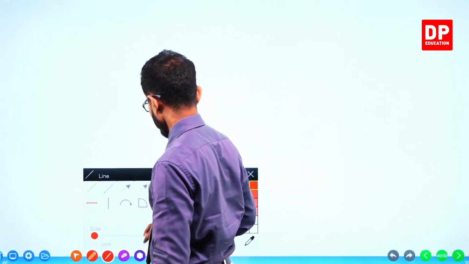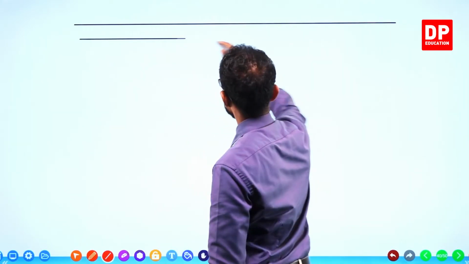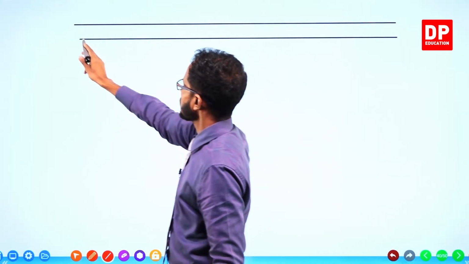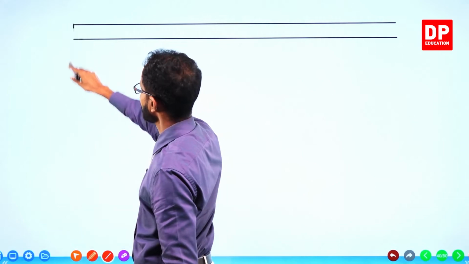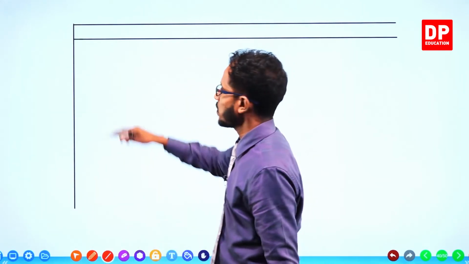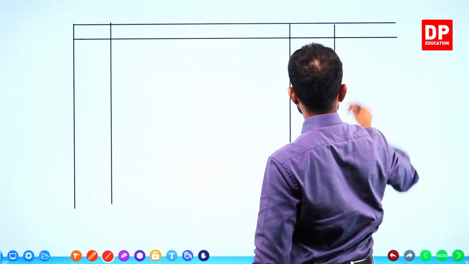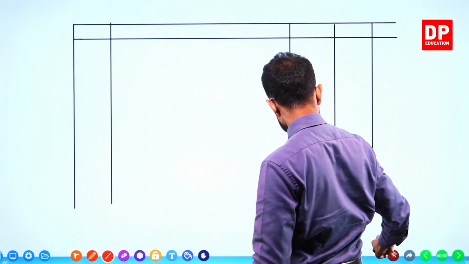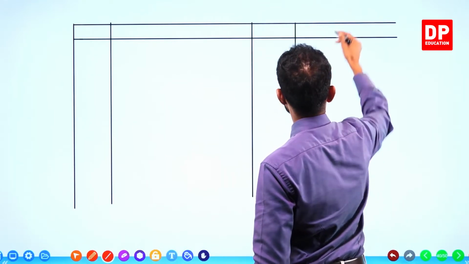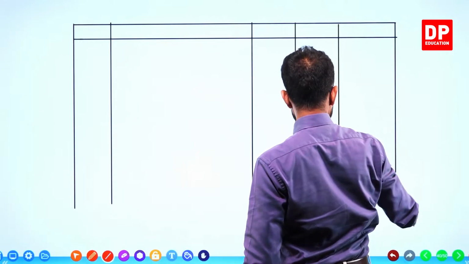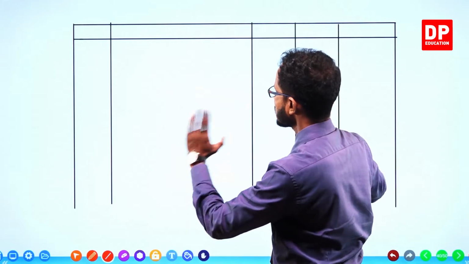Here children, I want you to notice that the bank statement is prepared according to a method called the running balance method. According to the running balance method, you should prepare the statement in this kind of a table.